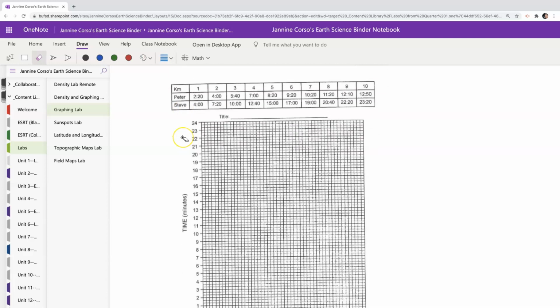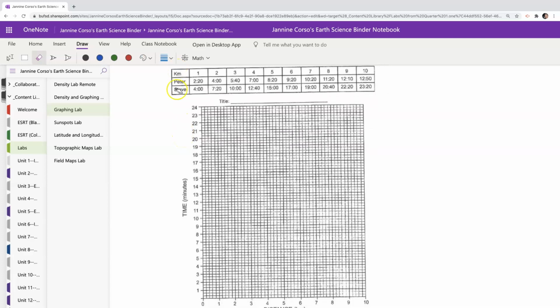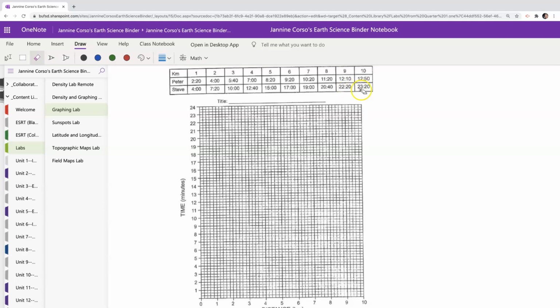So again, we can see that Peter and Steve very clearly had a race. Their bicycle race went on for 10 kilometers. Peter did his full race in 12 minutes and 50 seconds, whereas Steve, you can see, was a bit slower. It took him almost 2 times the amount of time to get to his end result, which was 23 minutes and 20 seconds. So what they want you to do is first plot Peter and then plot Steve.